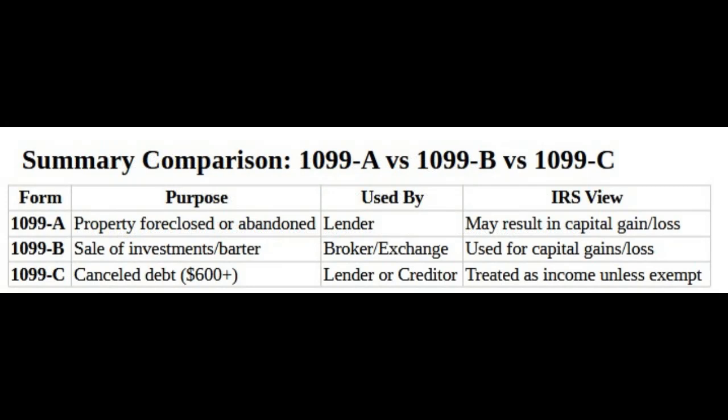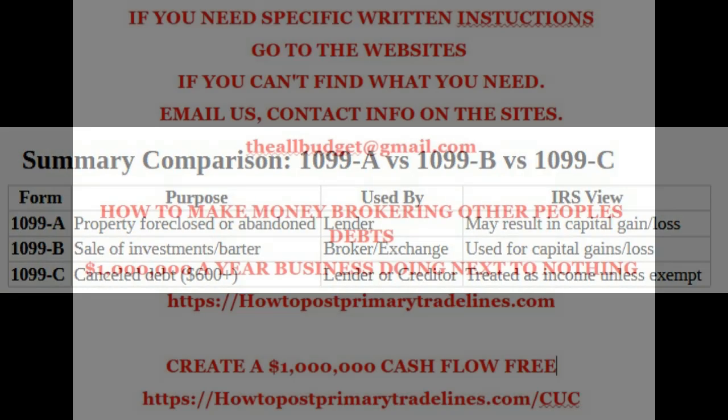Summary comparison, 1099-A versus 1099-B versus 1099-C. Form, purpose, used by, IRS view. 1099-A: property foreclosed or abandoned; lender; may result in capital gain/loss. 1099-B: sale of investments/barter; broker/exchange; used for capital gain/loss. 1099-C: canceled debt, $600 plus; lender or creditor; treated as income unless exempt.